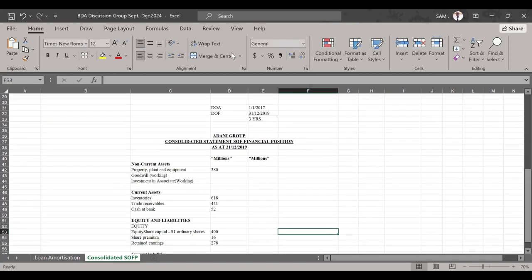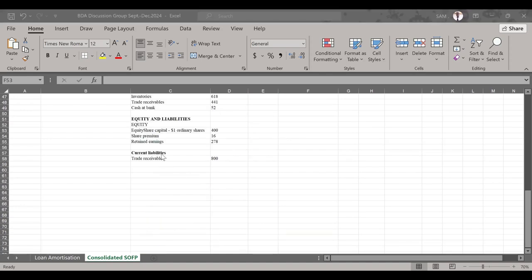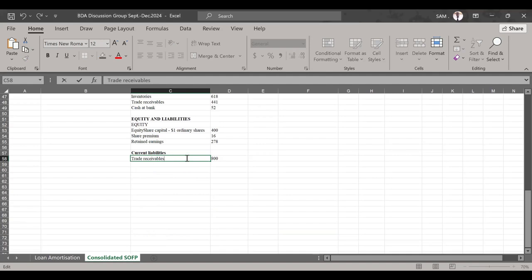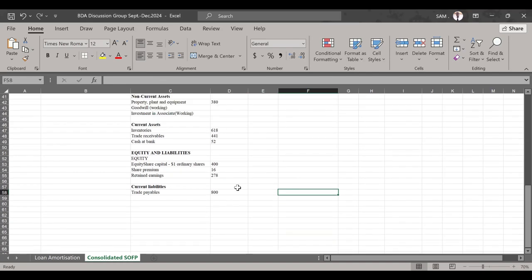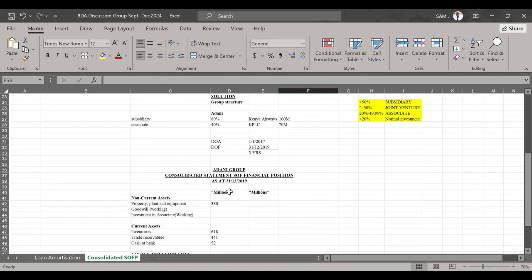Now, this is the pro forma. Sorry, why am I writing trade receivables? It should be trade payables or creditors. I really love receivables, but everyone loves receivables anyway. Who wants to pay? Everyone loves to receive.